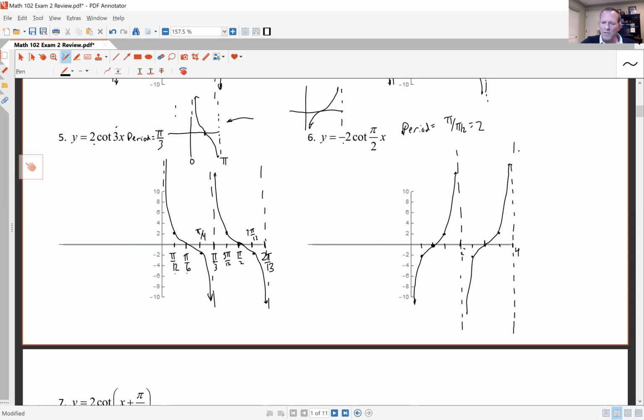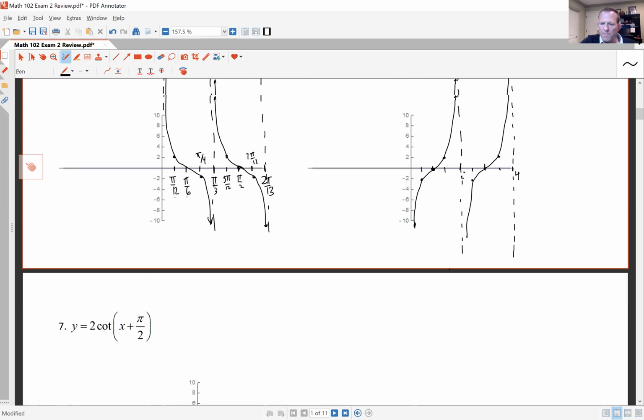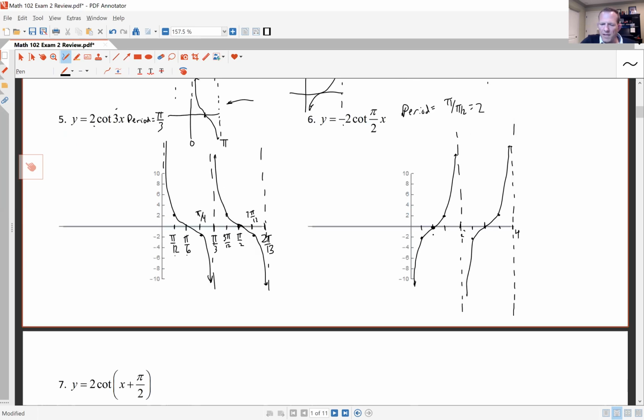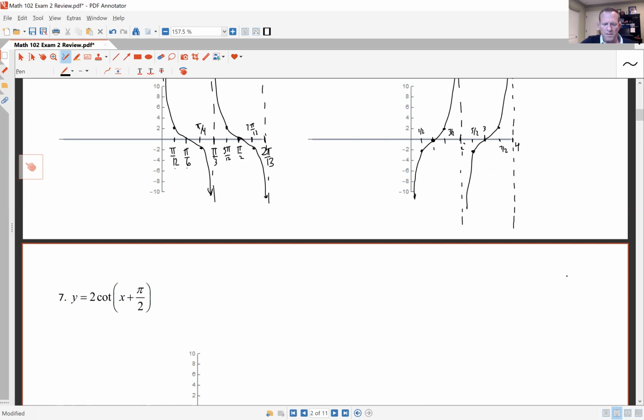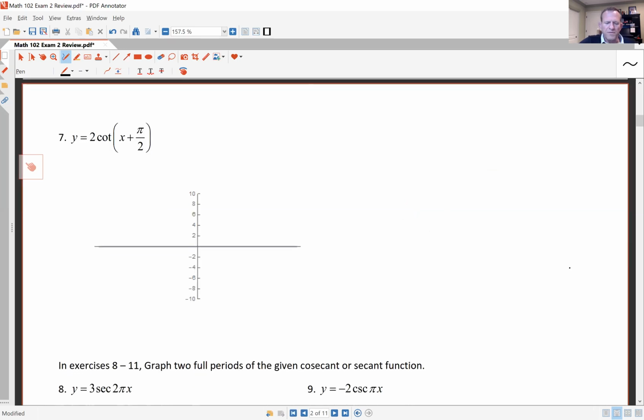Now let's put in the numbers. So we took the 2 and cut it in half and made that 1. This one's going to be 1/2. 3 halves, 4 halves, 5 halves, 6 halves, 7 halves, and 8 halves. Last one for the cotangent.